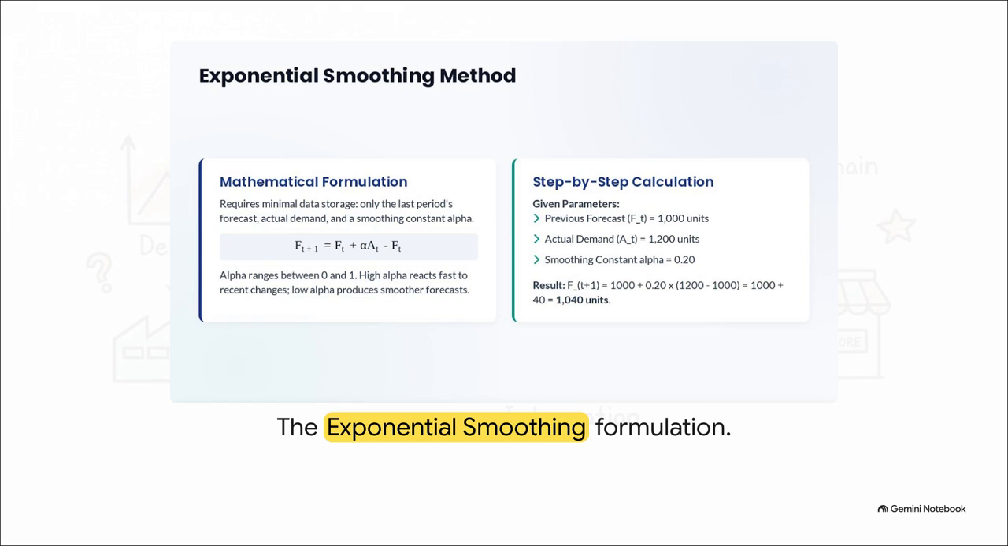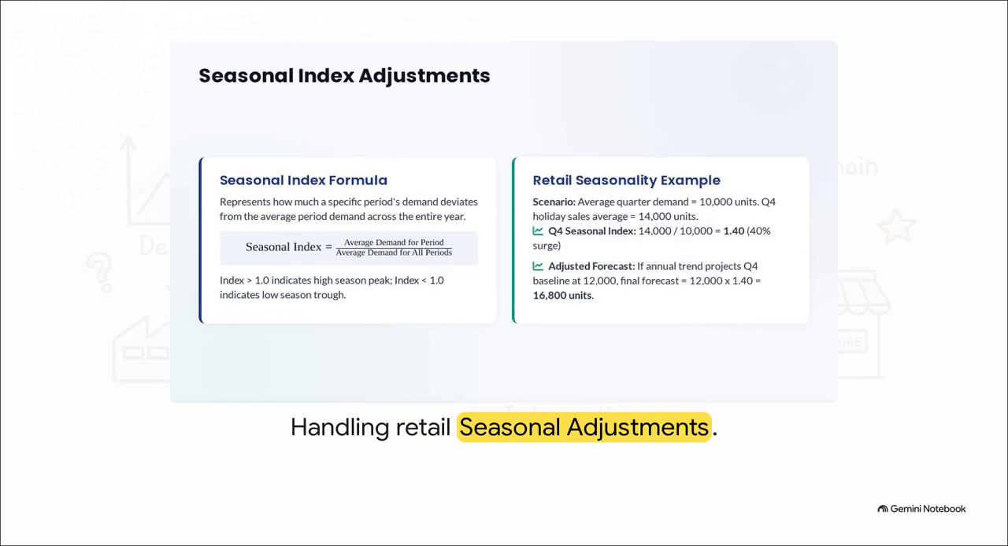So, if your previous forecast was 1,000 units, but your actual demand came in at 1,200 and your alpha set at 0.20, you just plug those numbers in. Your new forecast automatically adjusts to 1,040 units. A high alpha reacts really fast to recent changes, while a low alpha is going to give you a smoother, much more conservative forecast. But here's the catch.